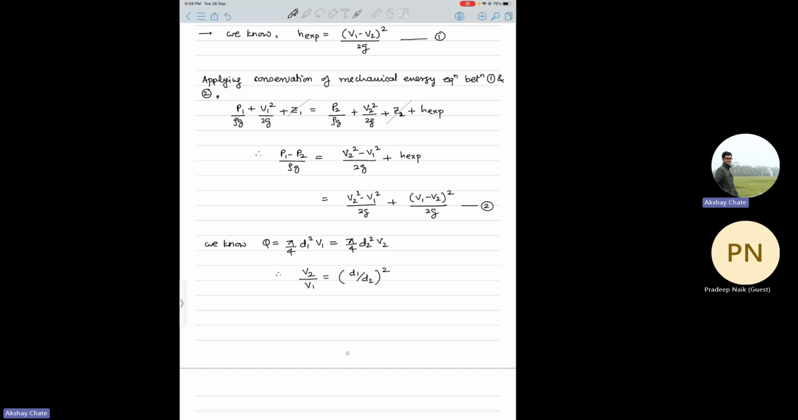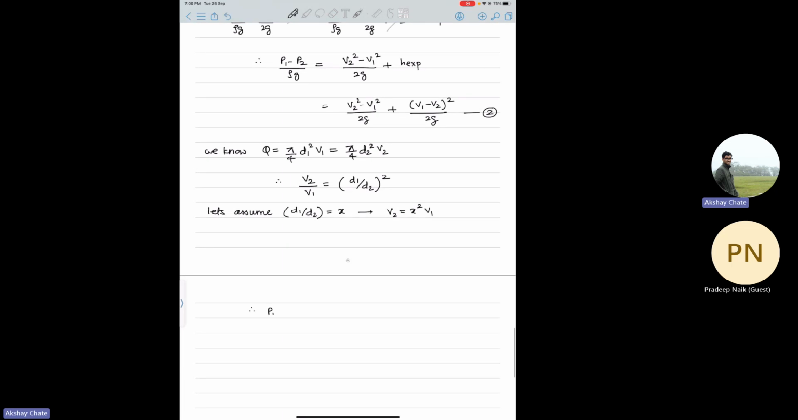Yeah. So before going there, let's assume d1 by d2, this ratio, as some variable x, so that our life becomes easier. Therefore, v2 is nothing but x square into v1. Same thing, which is written here. So now you can do one thing. You can put this into equation number 2. So what we will get? Therefore, P1 minus P2 by rho g.